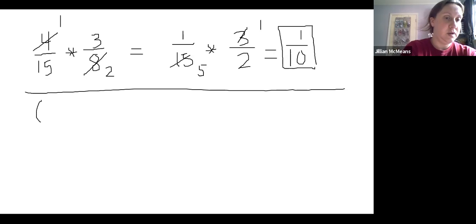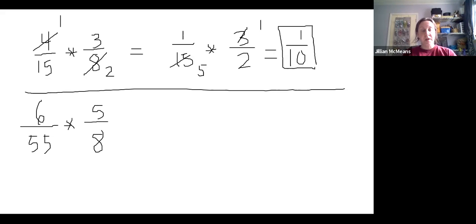How about this one? Let's do 6/55 times 5/8. Okay? So again, I want to look anywhere in the numerator and denominator and see if there are common factors that could be divided out of both. So let's start with a 5. Okay, 5 certainly will not divide into 8, but does 5 divide into 55? Turns out it does. So 5 and 55 are both divisible by 5.